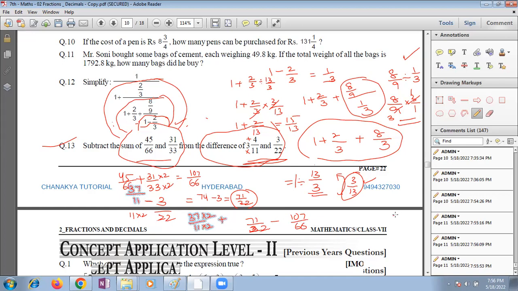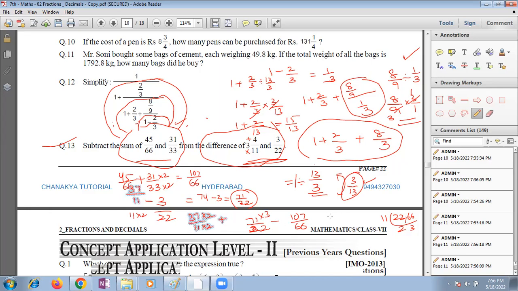The LCM of 22 and 66. 11 table, Nana. 11 twos are 22, 11 threes are 33, 3 twos are 66. Directly we can, ma'am, 66 would be the LCM, so times 3. Times 3 and times 3, ma'am. 71 times 3, how much?